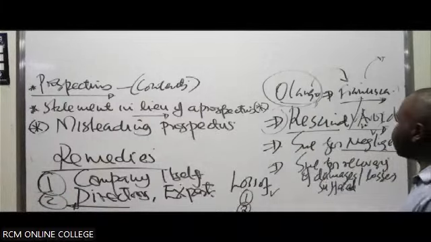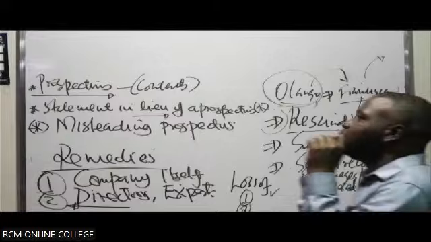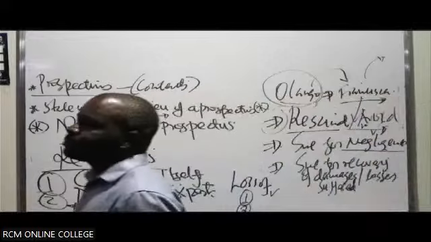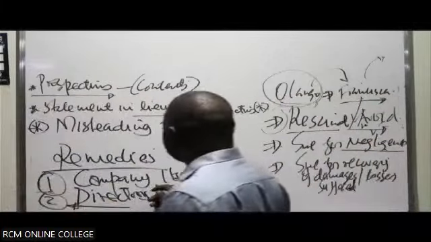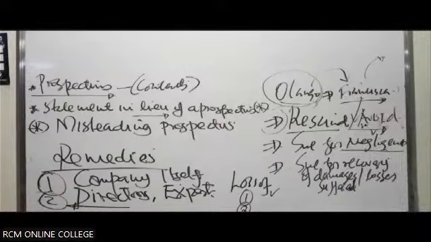And number 3, you can sue for recovery for any damages or losses suffered, so long as you can prove an official officer of the company was responsible for that misrepresentation. And therefore, the company should be liable for its officers.